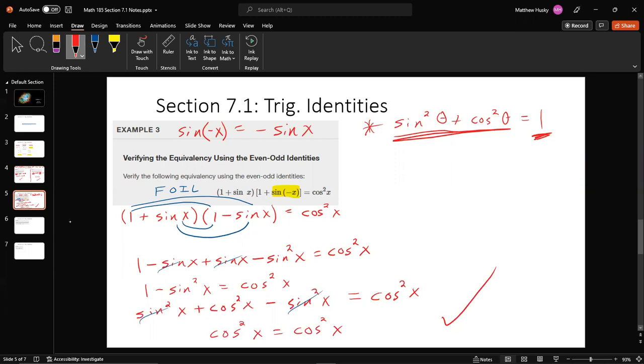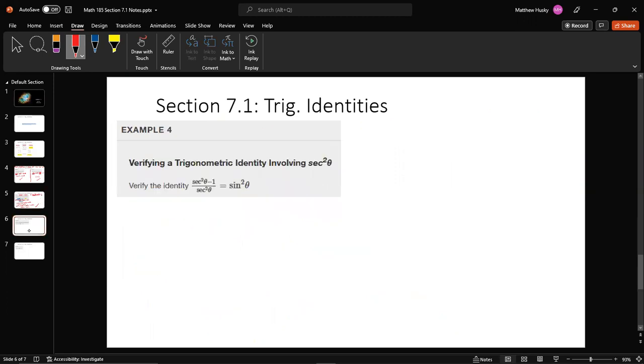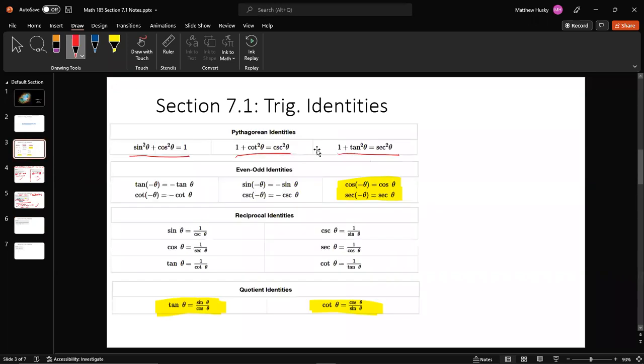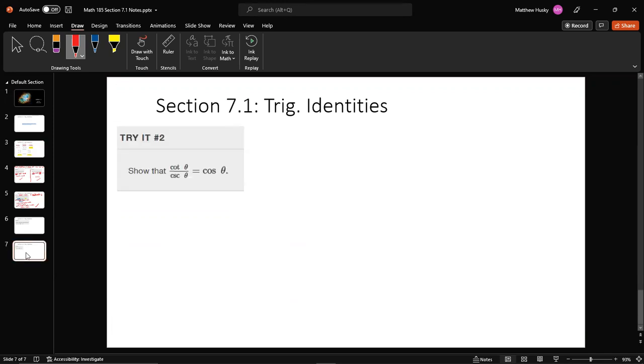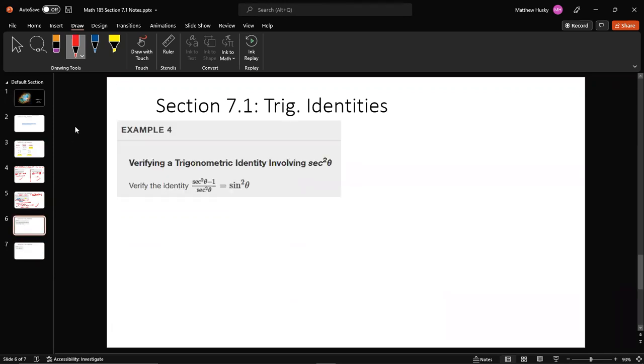All right, next. Here we're verifying this identity, secant squared minus 1 over secant squared is equivalent to sine squared. If we go back to this identity right here, 1 plus tangent squared theta equals secant squared theta. So let's go ahead and start with that.